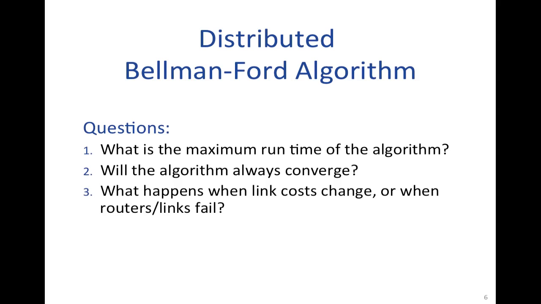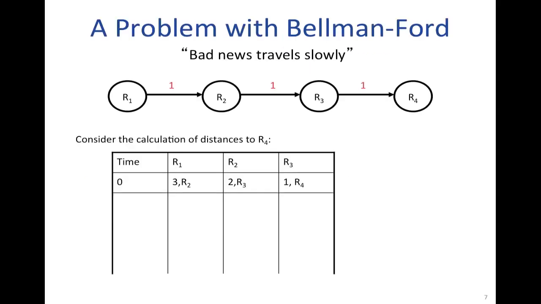So what happens when link costs change, or when links and routers fail? We'll see an example of that in a minute, when actually things can go wrong. But in general, it will continue to converge, because when something fails, if a lower cost path should suddenly appear, then it will find it and start using it. Things are a little bit more complicated when things fail and there is no longer a path to somewhere. And I'll show you an example of this right now. This is a well-known problem with the Bellman-Ford algorithm, and it's sometimes characterized as bad news travels slowly.